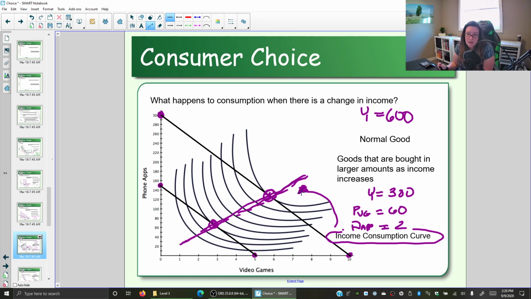Now notice here that as our income increases, the amount of video games that we are willing and able to buy goes up. As our income increases, the amount of phone apps we are willing and able to buy goes up. These are both normal goods. A normal good is a good that when your income increases, you want more of. Are all goods normal goods? So when income increases, do you want more of all goods?